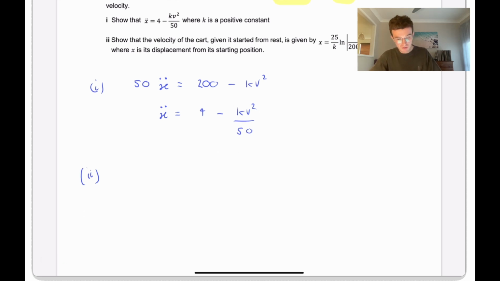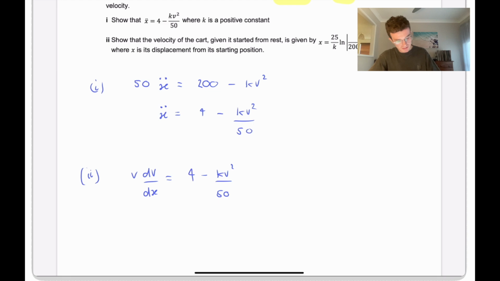Okay. Now we want something involving velocity and x. We want x to be the subject. This is where we're going to be using v dv/dx. So we're saying v dv/dx. We haven't used that one in many examples. v dv/dx is 4 minus kv squared on 50. This one's going to be a lot more commonly used in resistive motion.